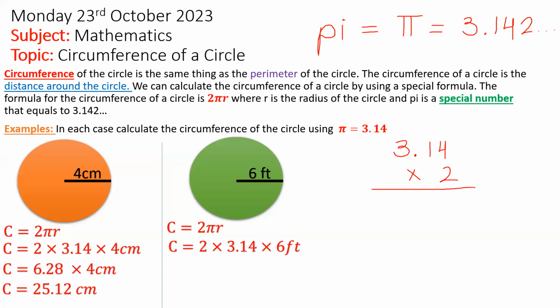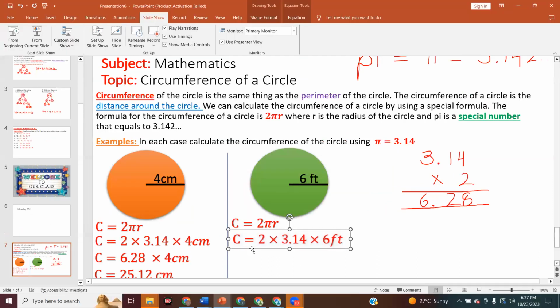And so we know that 2 times 4 is going to be what? 8. Very good. And then 2 times 1 is 2. Very good. And then 2 times 3 is 6. So the answer is going to be 6 point what? 6.28. So on the next line, we write C is going to be equal to 6.28 times what? Times 6 feet.